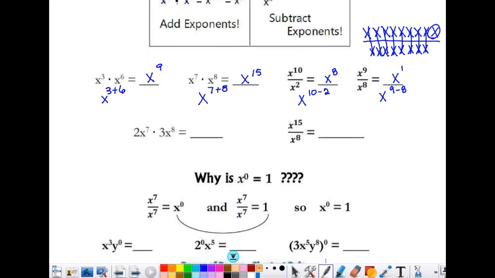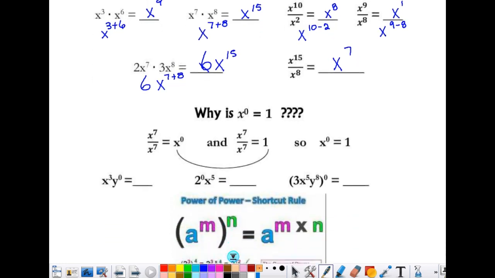Okay, over here, this is multiplication again. 2 times 3 is 6. So you go ahead and multiply the big numbers because 2 times 3 is 6. You're multiplying, but you add the exponents. So you get 6x to the 15th power. Here you subtract because it's division. You get x to the 7th.